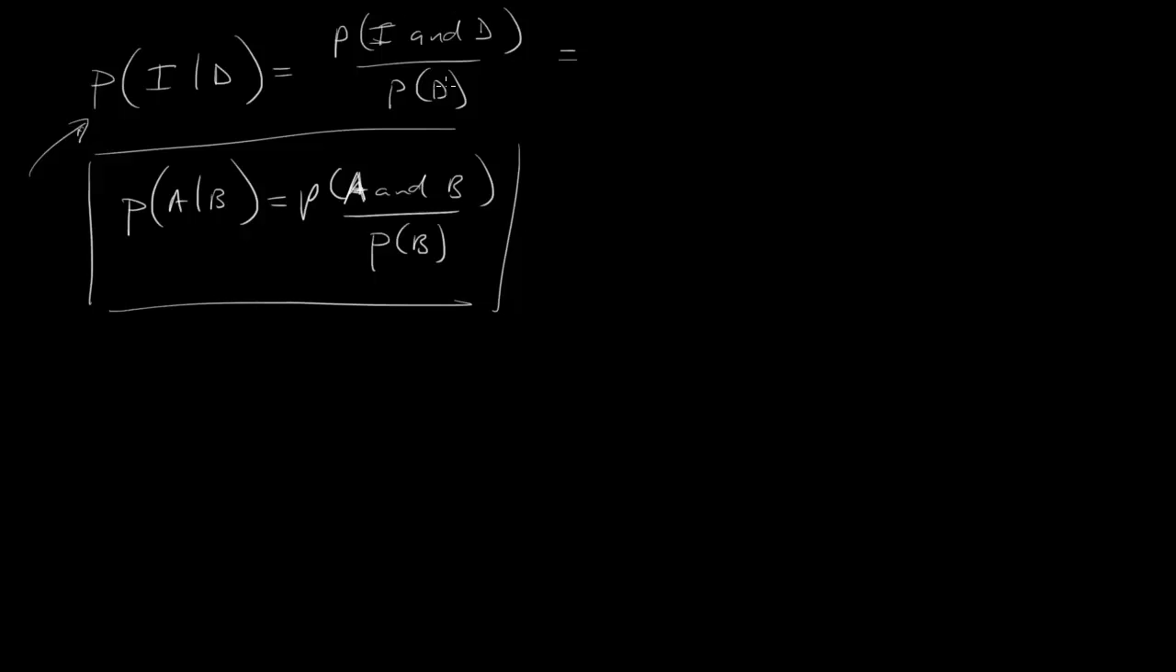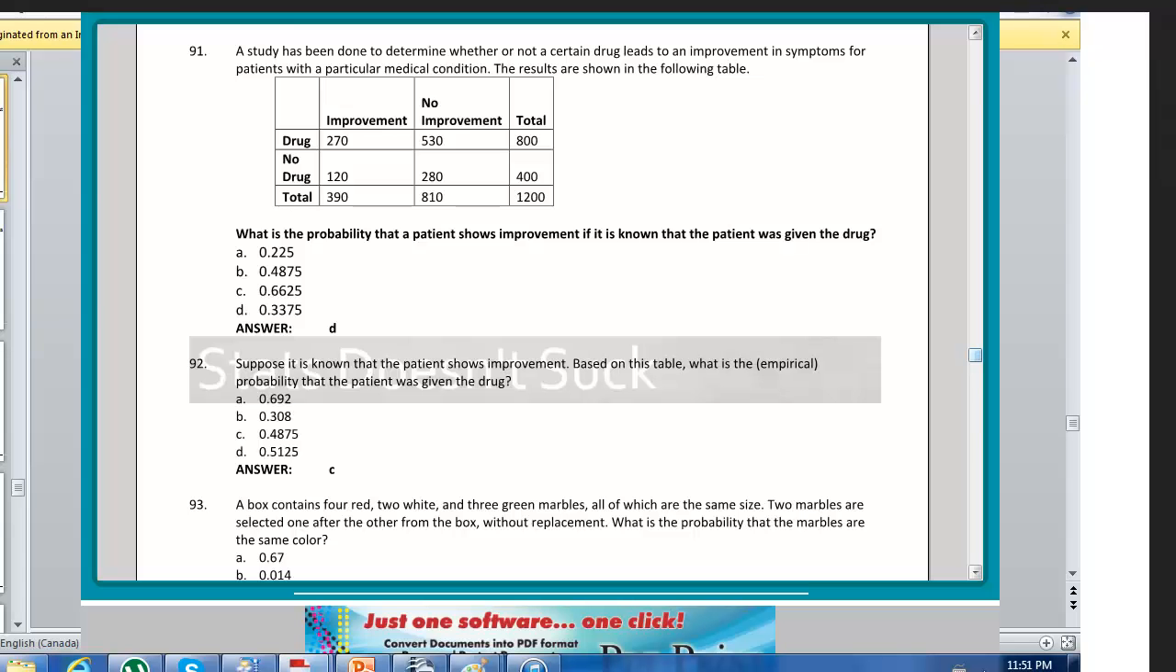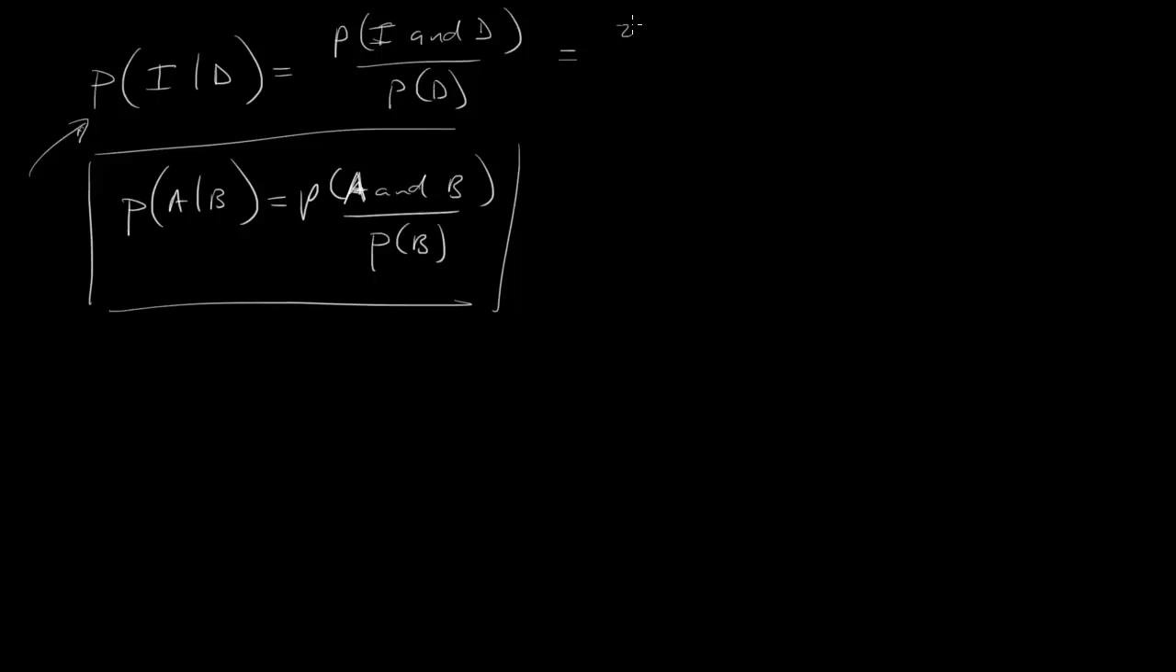Now, this is a joint probability, this is a marginal probability, and the table that you've been given is full of all of the joint probabilities and marginal probabilities. So I need I and D. I is improvement, D is drug, so 270 is my value, but this is a frequency here. It's 270, it's not a probability. So I'm going to have to do 270 out of the total number of people, 270 out of 1200, to get my probability of I and D.